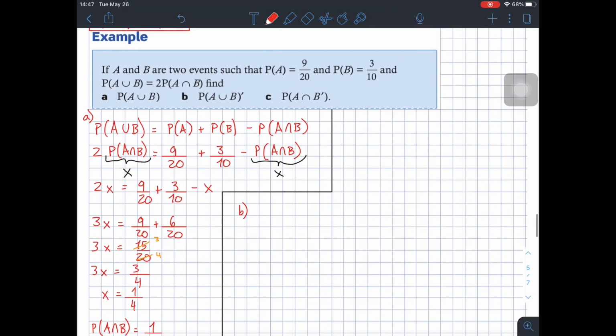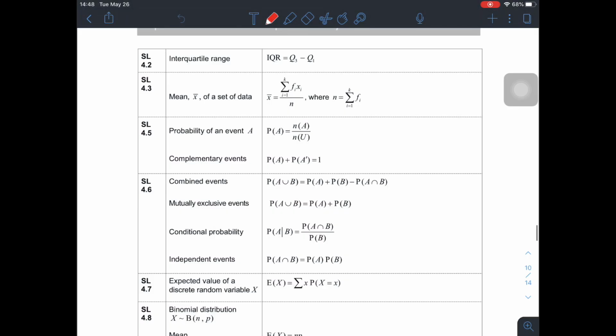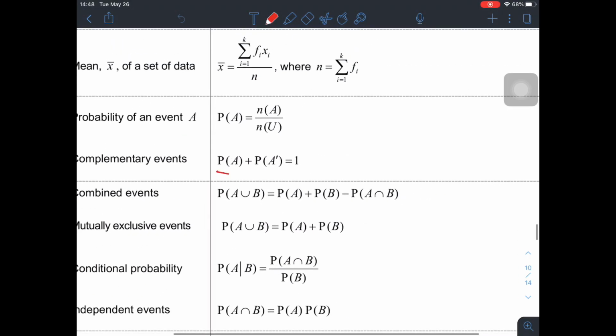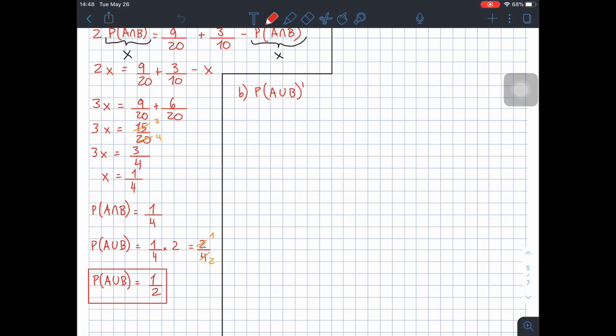Part B says the following: find the probability of not A union B. If I already have the probability of A union B, which is 1/2 or 0.5, then the probability of A union B not is its complementary. If you don't remember, here you have the formula in the formula booklet. If I have an event and its complementary event, then the addition of both should always give 1. So that's how I'm going to find the probability of A union B not.